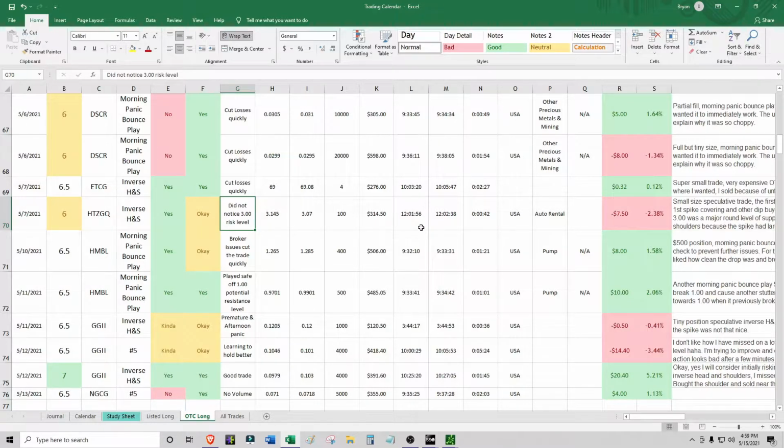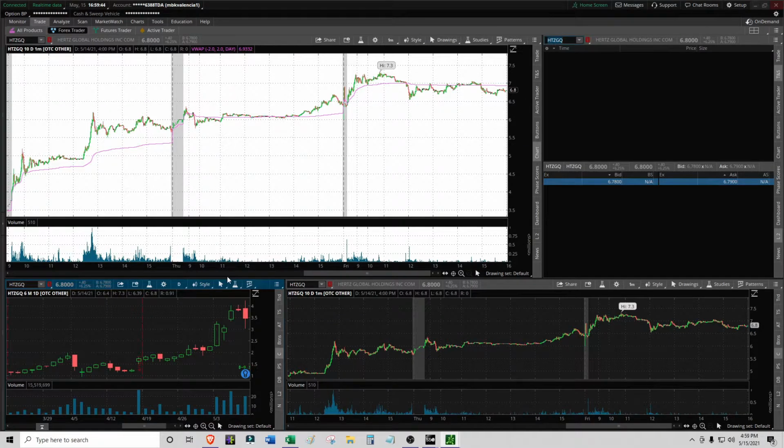So my buy was at 12:01, sold the next minute. So 12:01, I bought at $3.14.5. So yeah, 12:01, 314.5. So let's go ahead and first get to the 7th.